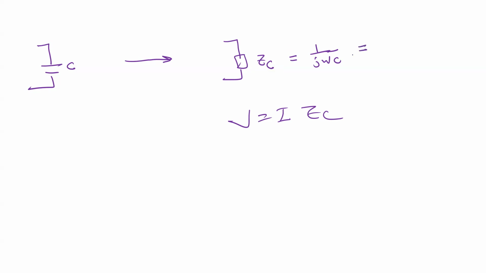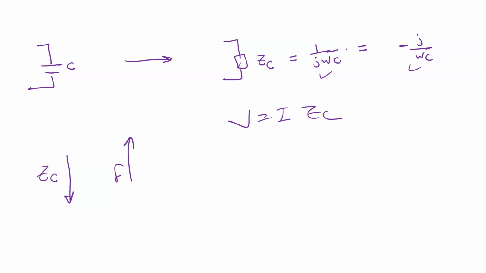Or if I multiply this one by j divided by j, it should be the same thing: negative j divided by omega C. So again, if you want to use this one, it's okay, use this one, it's okay. Now, also, you can see here that impedance ZC is actually decreasing as we increase the frequency. As we increase the frequency, we are going to have lower impedance, okay?